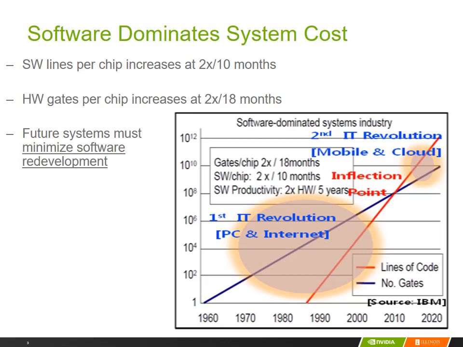The software costs crossed over and overtook the hardware costs near 2008. We are at the point where the software costs significantly outweigh the hardware costs in pretty much all the system designs.